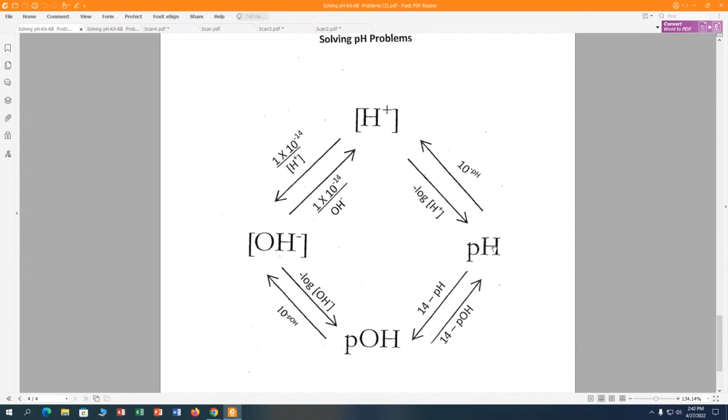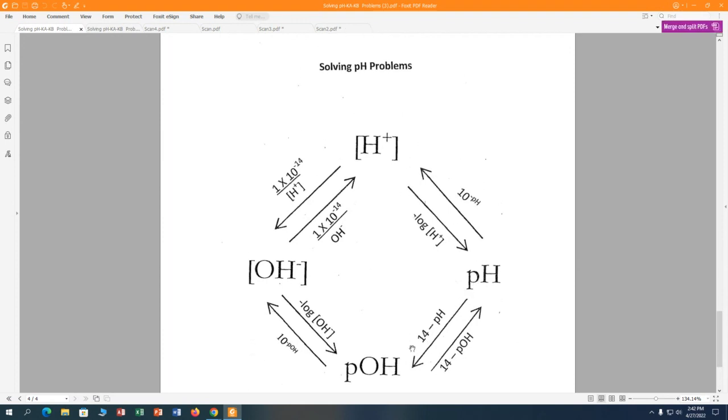Vice versa, if you had the pH and you wanted to find the hydrogen ion concentration, you would go this way, and it'd be 10 to the minus pH. Now let's try something a little more complicated. Suppose we had the hydrogen ion concentration, but we wanted to find the pOH. Well, there's two ways to go. You can go this way to get the pH, and then this way to get the pOH.